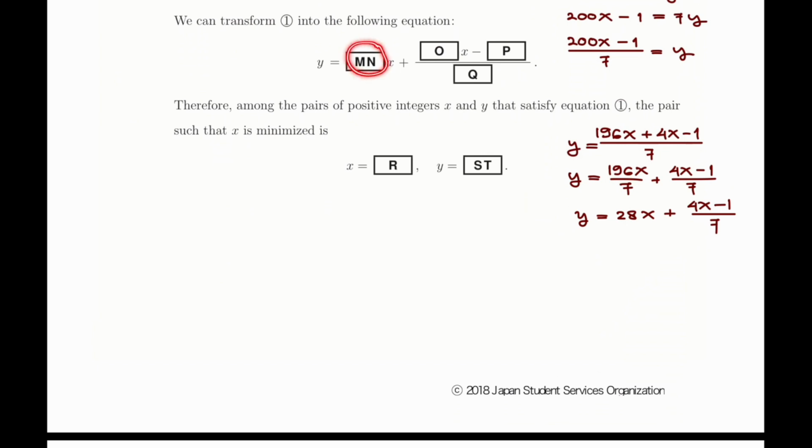So M and N here are 2 and 8, O is 4, P is 1, and Q is 7.